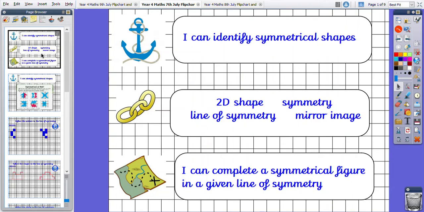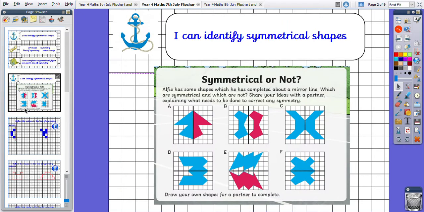Good morning Year 4. We're going to continue our topic of symmetry and we are going to complete symmetrical figures in a line of symmetry today. So our anchor is to identify symmetrical shapes and we have the same vocabulary as yesterday. So have a look at these pictures here.